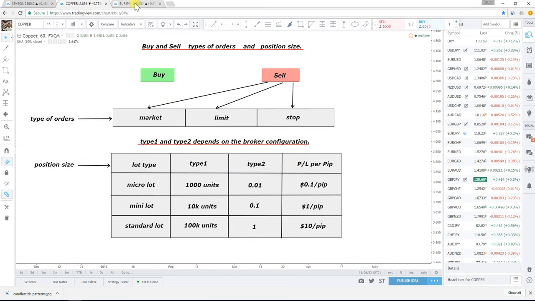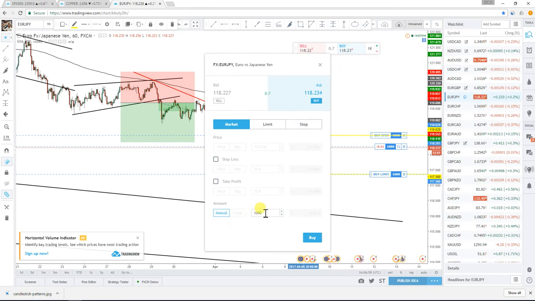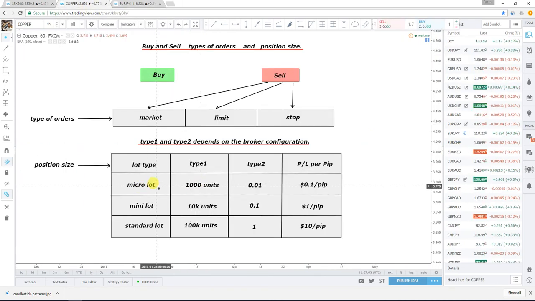Like this broker, for example, when I click on buy, it gives me this 1000. This is the amount that I want to buy. 1000 is 1000 units, which here is a micro lot. This broker has a micro lot, but other brokers don't. So you have to be careful if you want to open a brokerage account. If you are a beginner, you want the micro lot to be there.